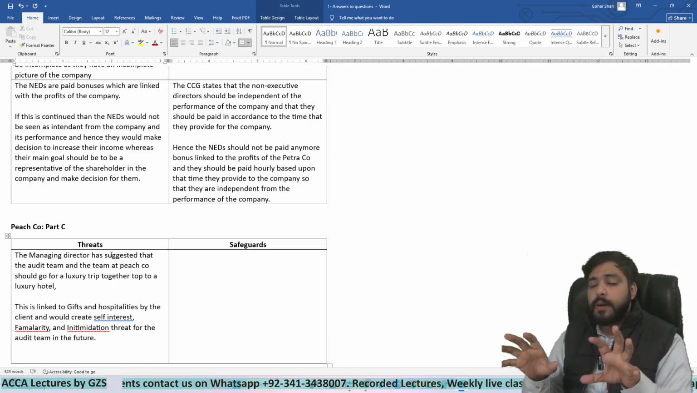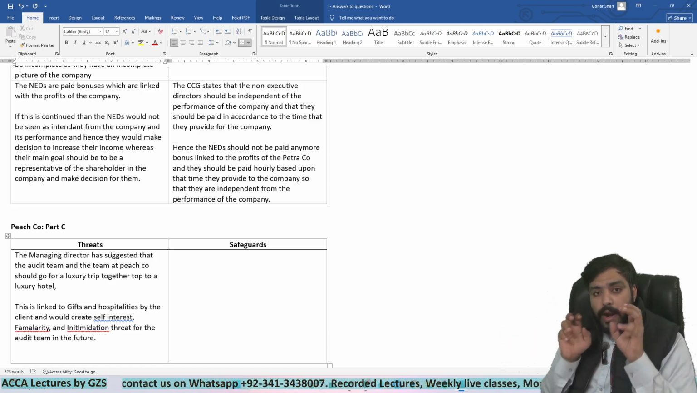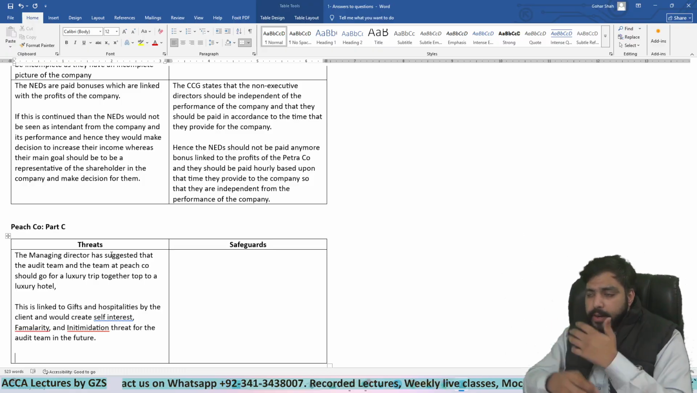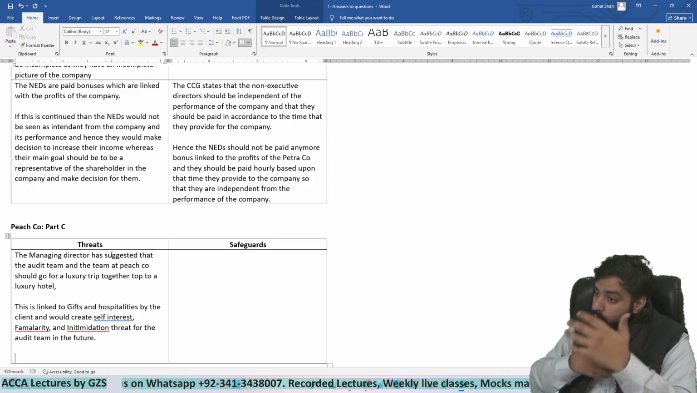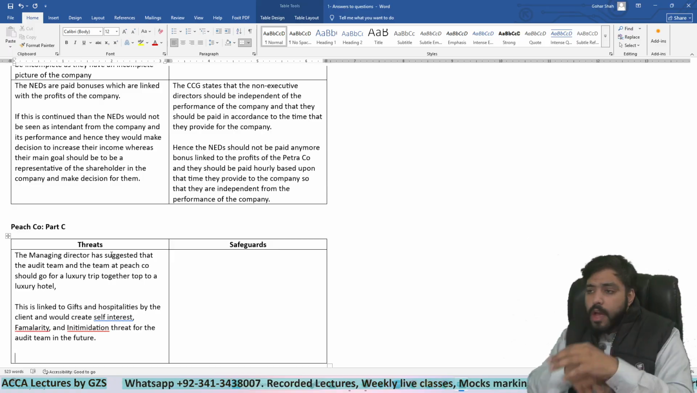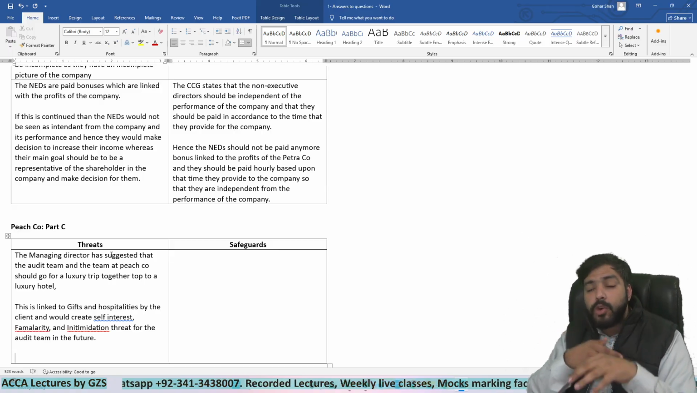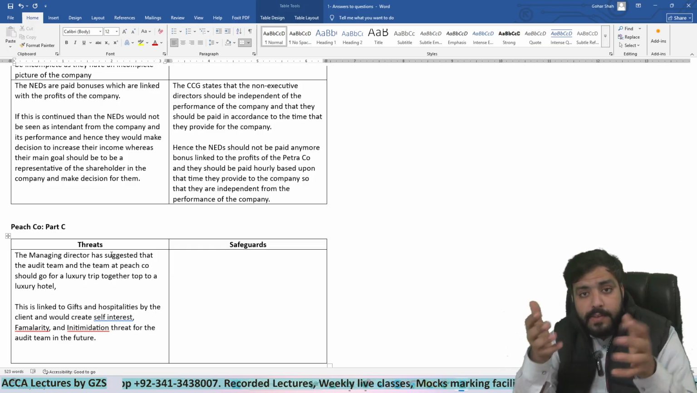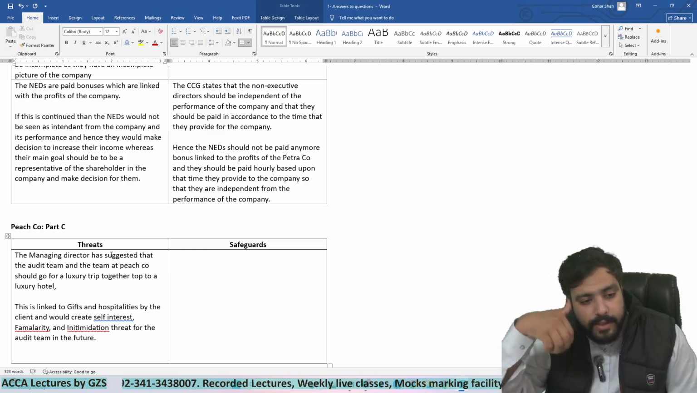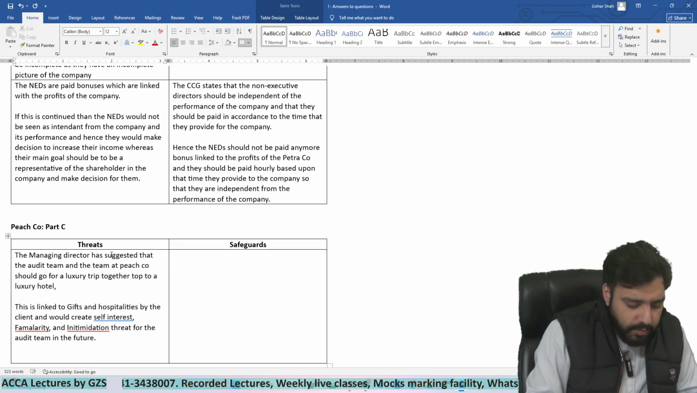As I said as well, ethics is theoretical in nature because to understand it, you have to learn a lot of things. But once you start writing down your answers, you never write down what you have learned. You always try to make up your own answers using what you have studied within ethics. So, first of all, why would a self-interest threat be created?